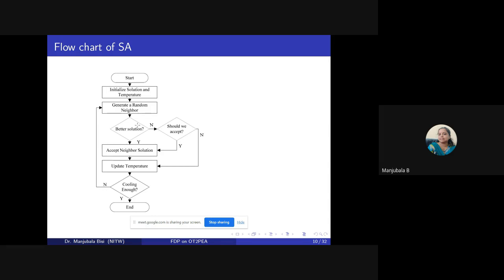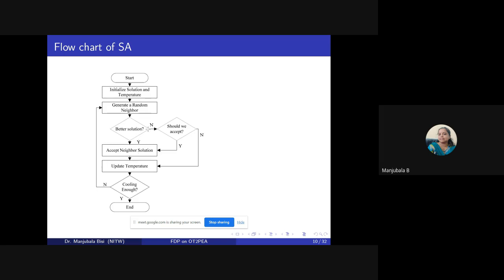Now you have to compare whatever neighboring solution you are selecting randomly. Is this a better solution than the initial solution? If that is yes, suppose I want to minimize some function f of x with respect to the variable x. The value of the initial solution is x equals 3. Next step, I am choosing, suppose, x equals 5, and f of x with respect to 5 is minimum. So that is the better solution. If the neighboring solution is better, we have to accept the neighboring solution.